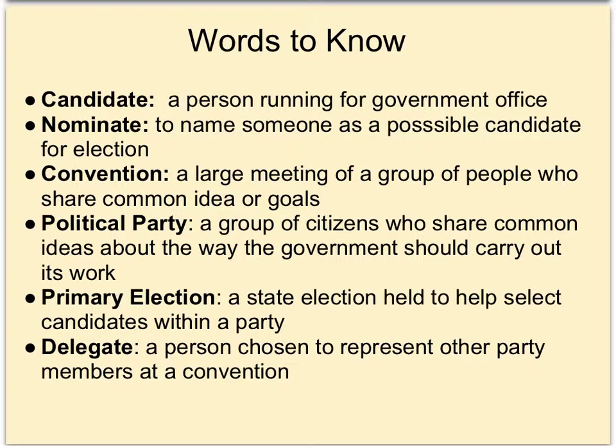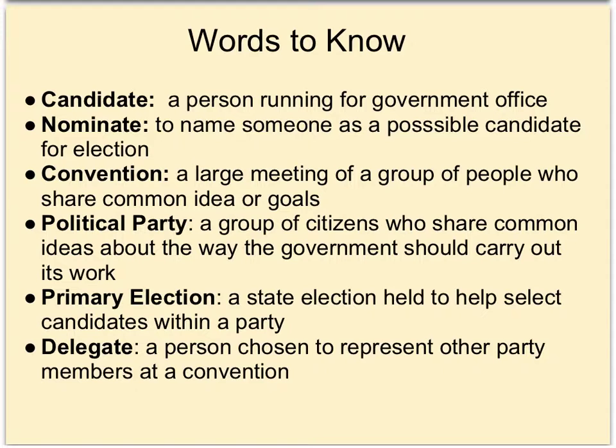Words to know. Candidate: a person running for government office. Nominate: to name someone as a possible candidate for election. Convention: a large meeting of a group of people who share common ideas or goals. Political party: a group of citizens who share common ideas about the way the government should carry out its work. Primary election: a state election held to help select candidates within a party.